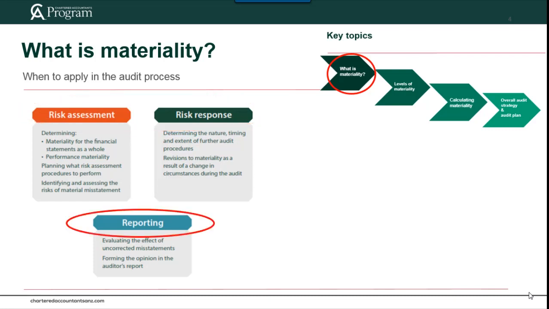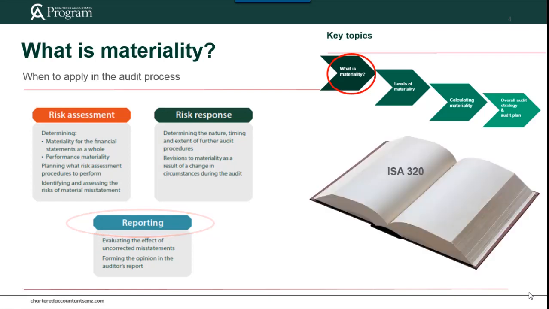During the reporting phase, which is at the conclusion of the audit, overall materiality is applied to evaluate the effect of any identified misstatements on the financial statements and the appropriateness of the auditor's opinion. This is discussed in more detail in later units. ISA 320 provides guidance on how auditors apply the concept of materiality in planning and performing the audit, while ISA 450 applies to the evaluation of misstatements.